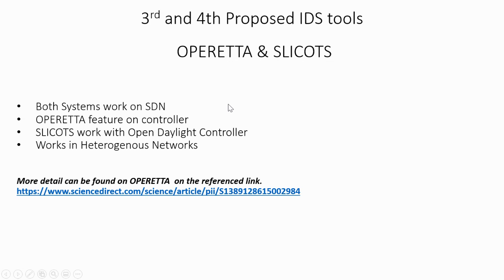Now, on this slide, we're going to go over the third and the fourth proposed IDS tools. These two solutions are Operetta and Slycots. Operetta and Slycots are, again, both SDN software-defined network solutions. However, for Operetta, the IDS feature is implemented on the controller, which has complete information of the network and can identify ongoing attacks pretty quickly. Operetta is very similar to EventGuard, but also works in a heterogeneous network, which means that the policies can be implemented on controllers that are deployed at a user's premises.